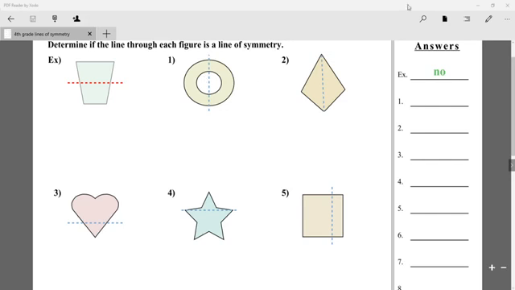Alright, today we are going to go over lines of symmetry. So a line of symmetry is basically, you can think about it as if you folded the shape over right at the line, it would be the same on both sides. So that's basically what a line of symmetry means.